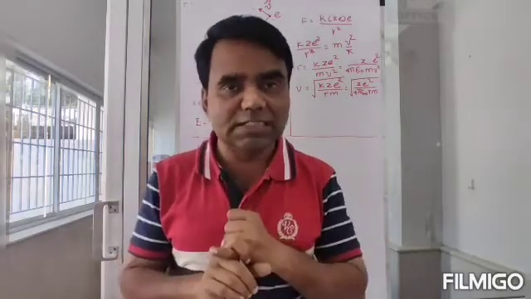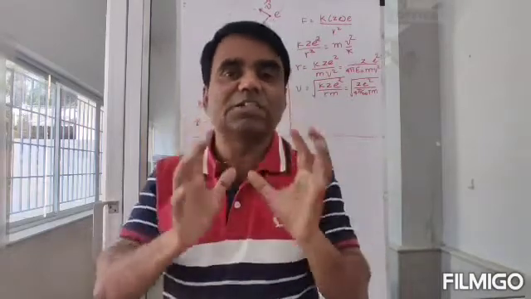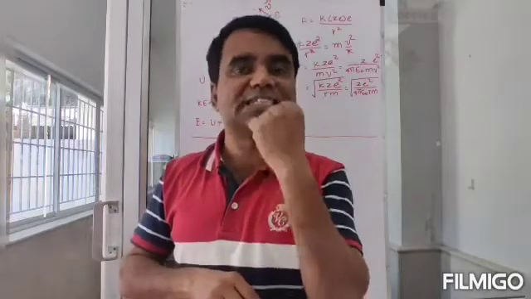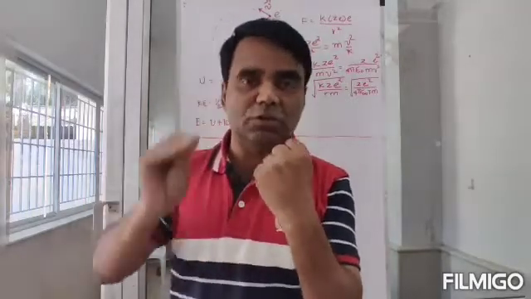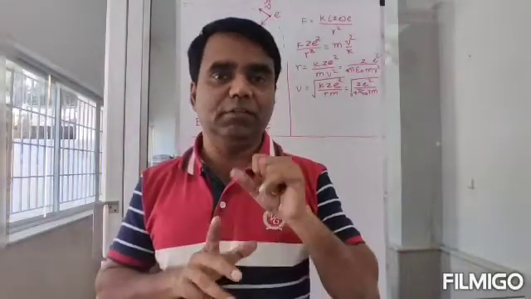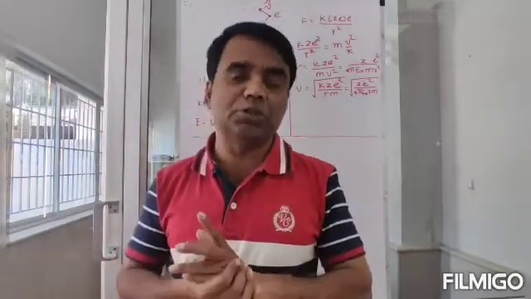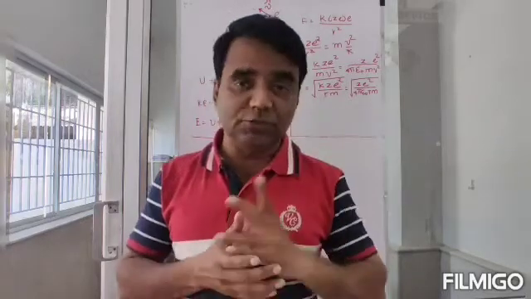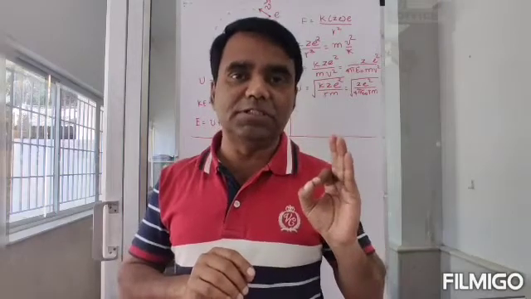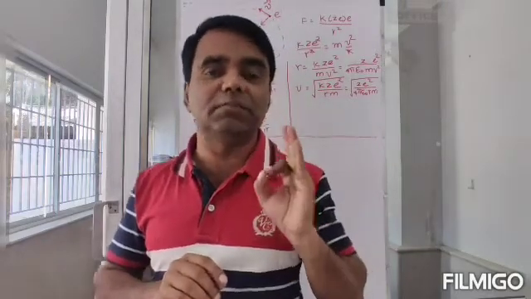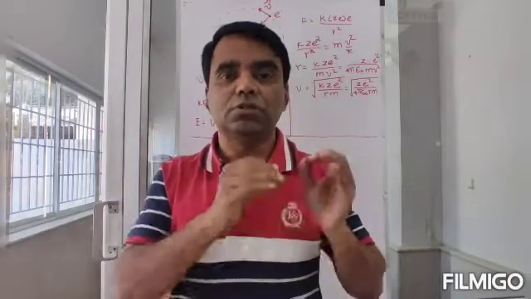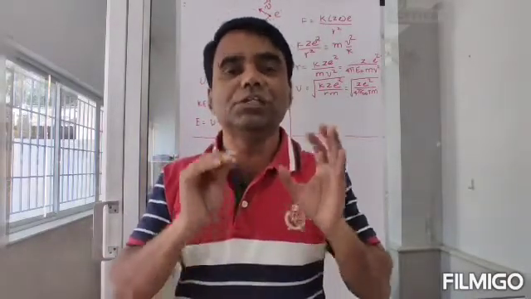So the first postulate says that there are certain orbits around the nucleus which are stable. If the electron is in those orbits, then it will not radiate energy. And the second postulate is how to identify these orbits. It says in those orbits, the angular momentum is going to be an integral multiple of h by 2 pi, where h is Planck's constant. So L is equal to nh by 2 pi.